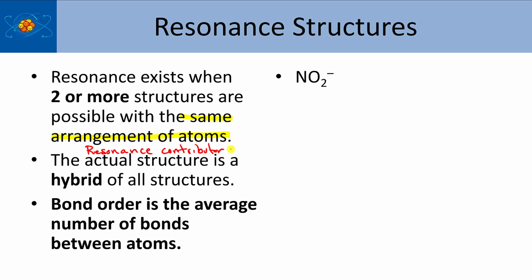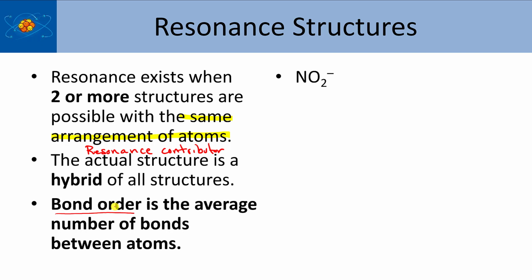And actually the true structure of the compound is a hybrid or a fusion of all the resonance contributors. And then what we get is a structure that has sort of average bond strengths. So we're going to call this bond order. And we'll show you how to calculate the average bond order for a compound.